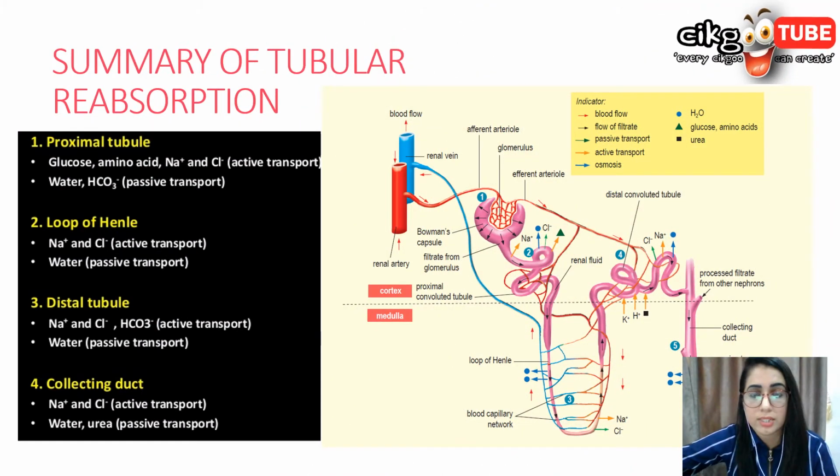So this is the summary of tubular reabsorption. If you look at the picture here, go through it, draw the nephron, and note down whatever substances are being reabsorbed in each part of the nephron, from the proximal tubule until the collecting duct. You should be able to know all that, and through what: active transport or passive transport.